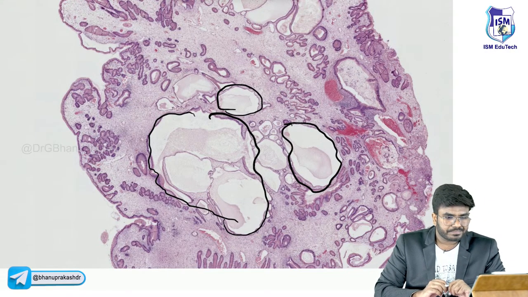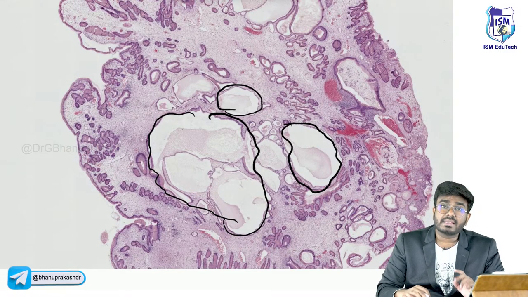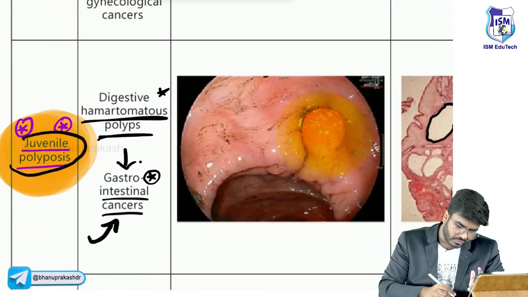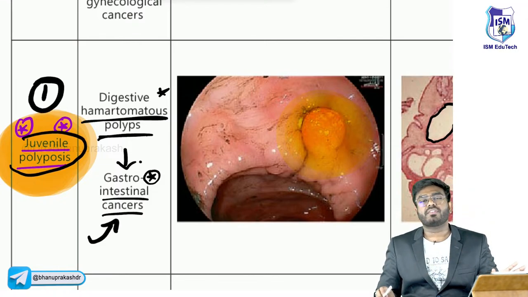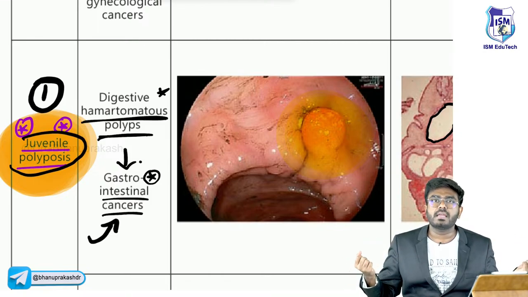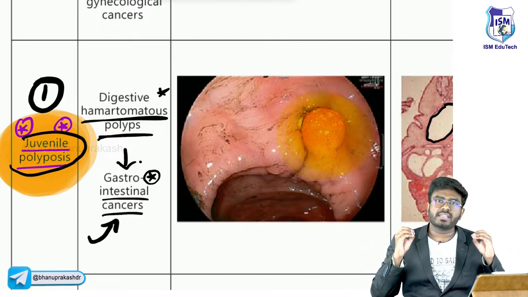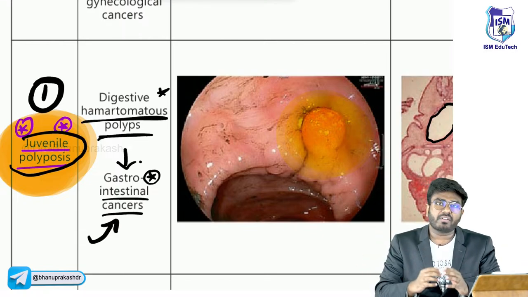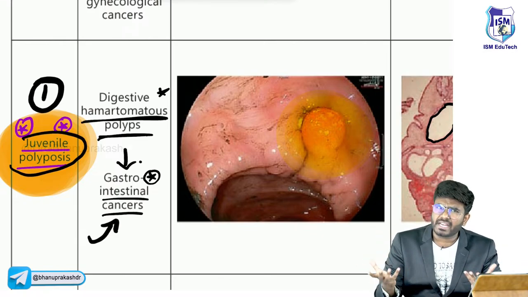Now after this, let's talk about the second hamartomatous polyp condition. We have completed juvenile polyposis. Less than 5 years of age, hematochezia is going to be seen, iron deficiency anemia in a baby. Hereditary hemorrhagic telangiectasias, AV malformations. SMAD4 gene mutations. BMPR1A gene mutations. Cystic dilatations in the histology.